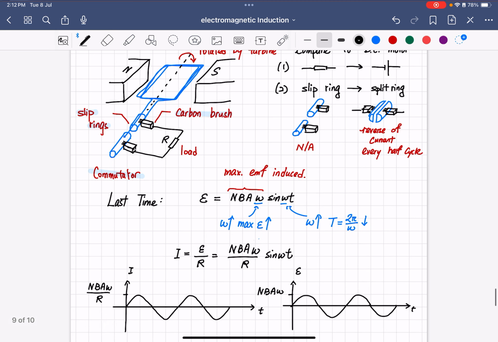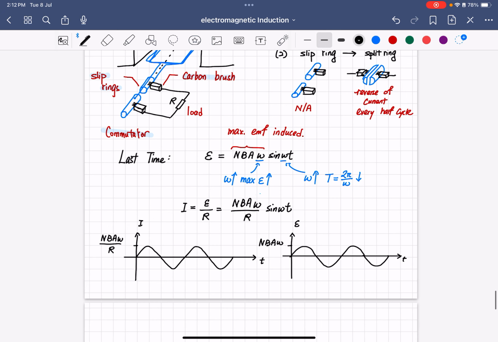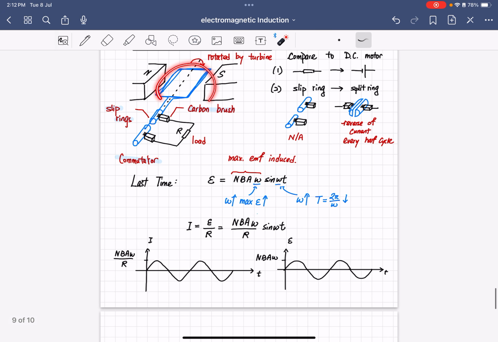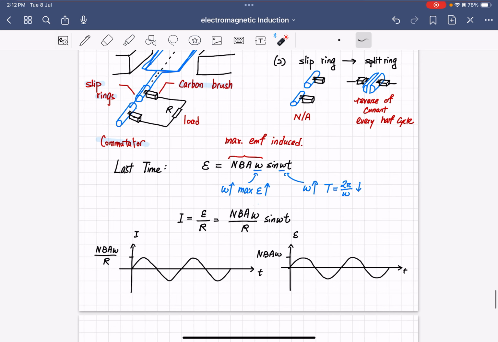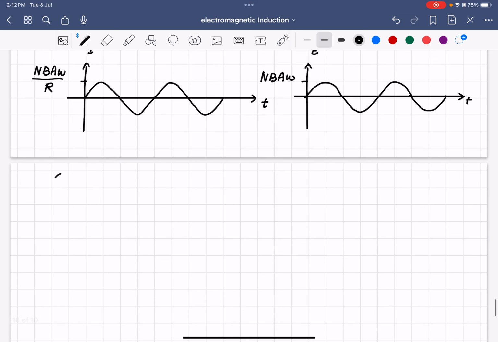Now, there is a question we want to ask. We know that the coil is spinning all the time. Sometimes the coil is vertical, sometimes the coil is horizontal, and in general, it can be at any angle. We want to ask: at which moment is the EMF maximum, and at which moment is the EMF zero? So this is the corresponding question.